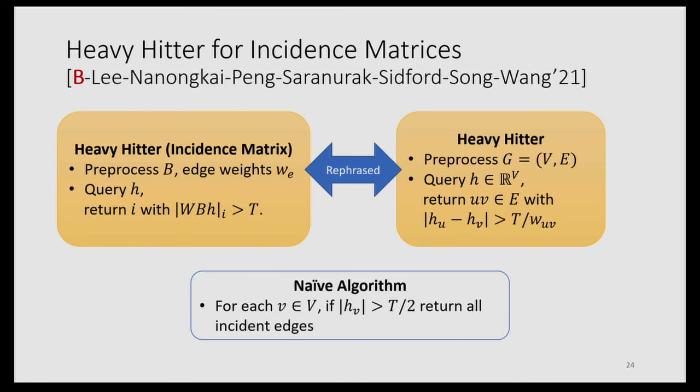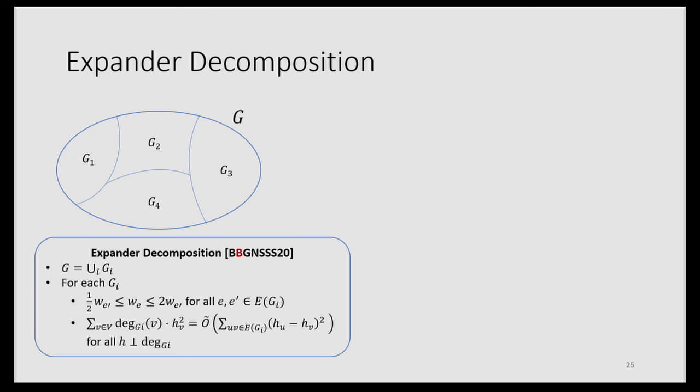We'll see why. Let's say we use this expander decomposition that we have seen on Monday. You have your graph, split it into expanders, and on an expander there's this nice property: if you take the sum over the vertices for some given vector, you weight the entries by the degree and add up these squares. As long as your vector was orthogonal to the vector of the degrees, you can bound this by this expression. What does this tell us?